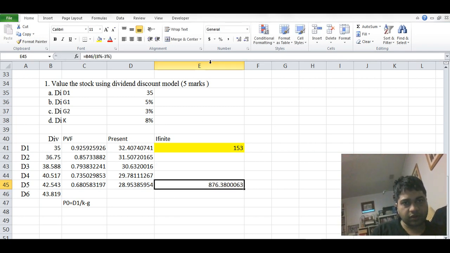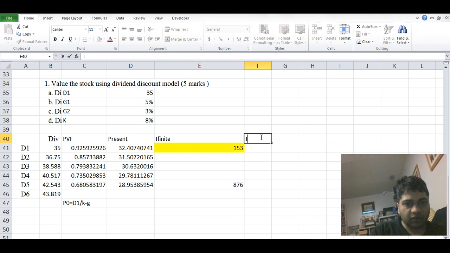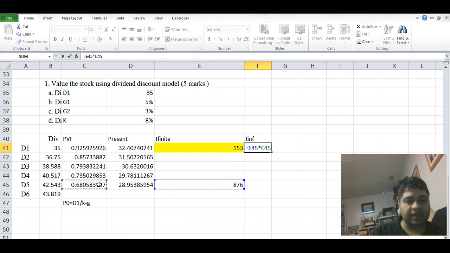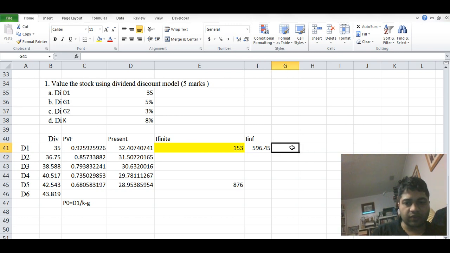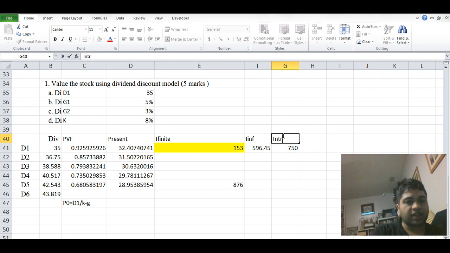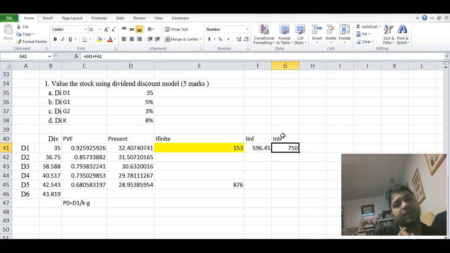So 876. Now intrinsic value for infinite period equals 876 discounted to present value. So multiplied by present value factor 596. So this plus this, the answer is 750. The total intrinsic value is addition of intrinsic value for finite period and intrinsic value for an infinite period.